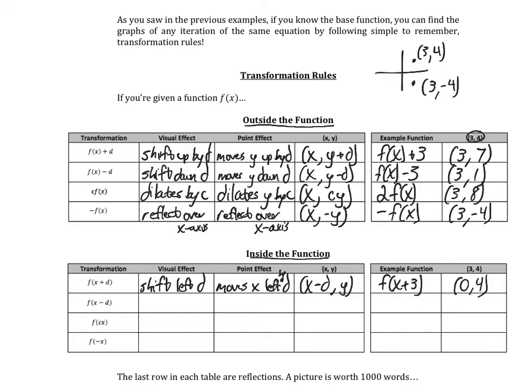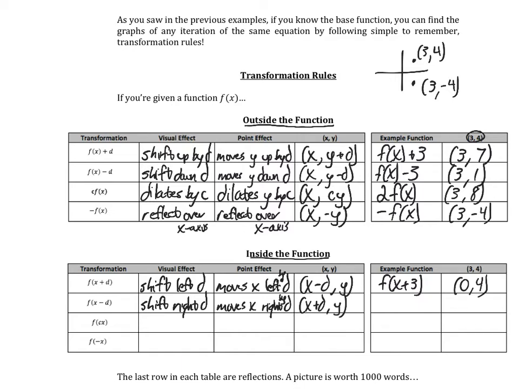F of x minus d, it's going to shift right by d. It's going to shift right. Point effect, what does that mean? It moves x to the right by d. And in terms of our point, x plus d, comma y. Notice only the x changes in this case.